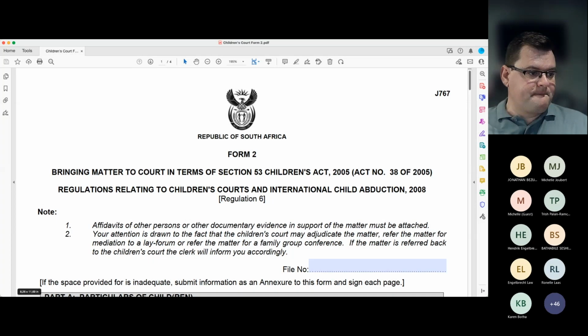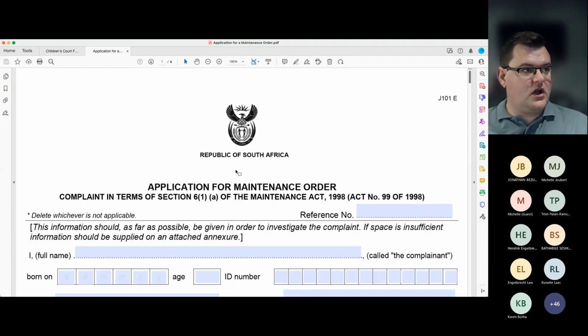Now I'm going to share with you the maintenance court forms, and what we're going to start with is a complaint in terms of Section 6.1a. Bonus points to those who can remember. A referral in terms of 6.1a is if someone who is liable to maintain another person is not doing so. So in other words, the 6.1a form, the J101E, is the form that you complete if there is no maintenance being paid.